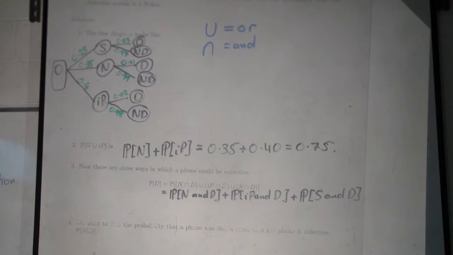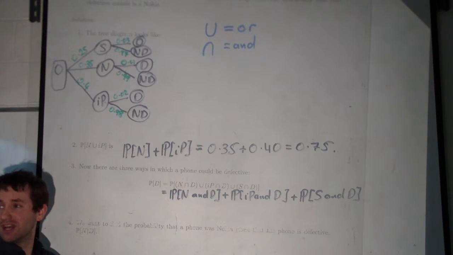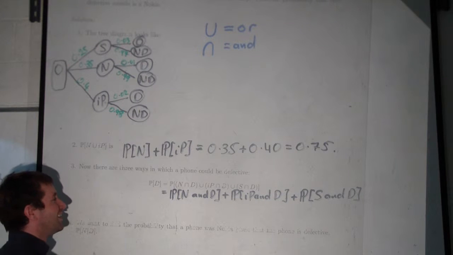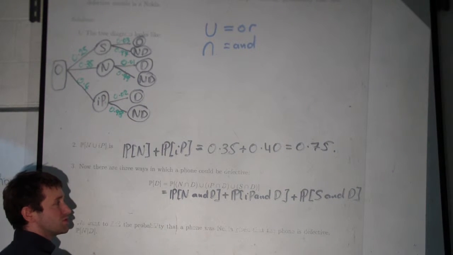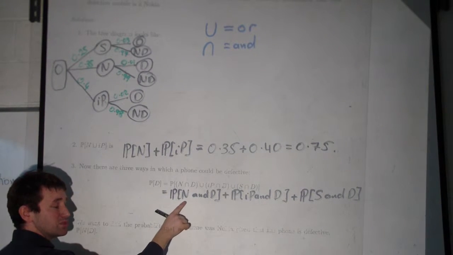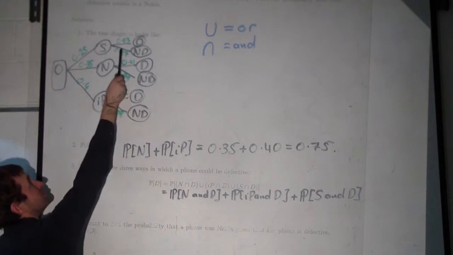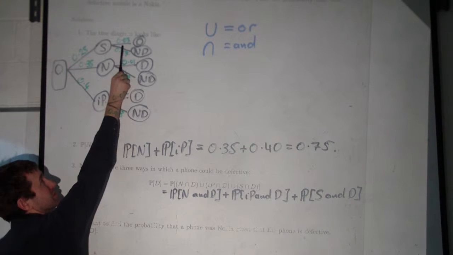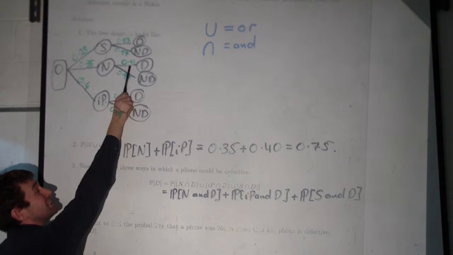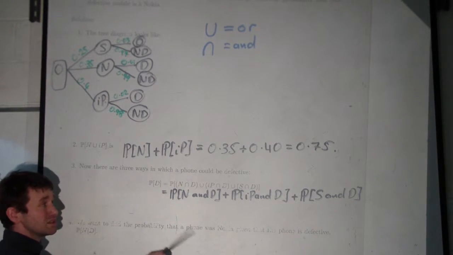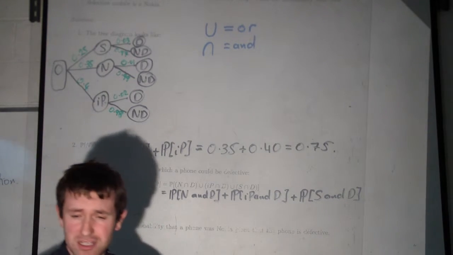If you want to make it harder, anyone want to make it harder? Yeah, go on. So probability of Nokia and defective should be probability of Nokia multiplied by probability of defective given that it's a Nokia. That one there is probability that it's defective given that it's Nokia. So it's just going to be as simple as multiply along the branches.